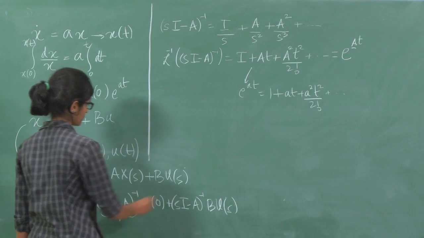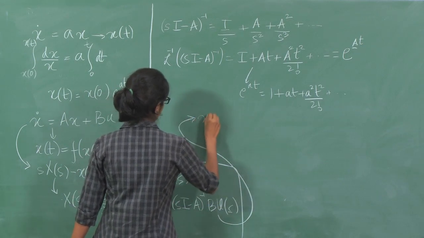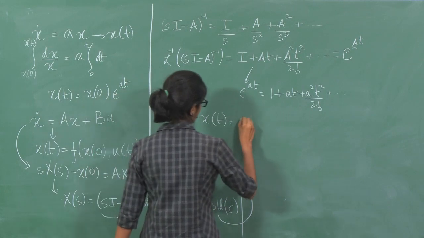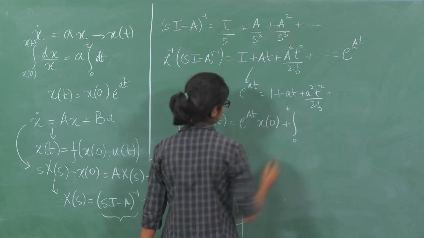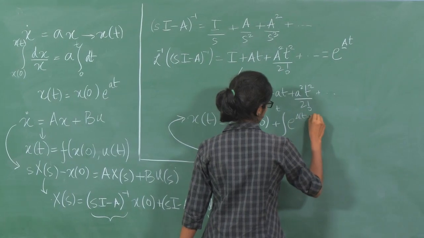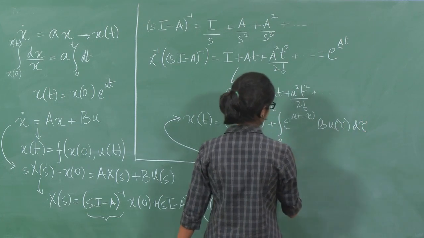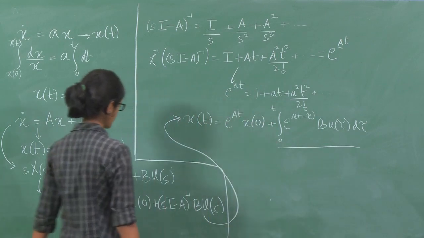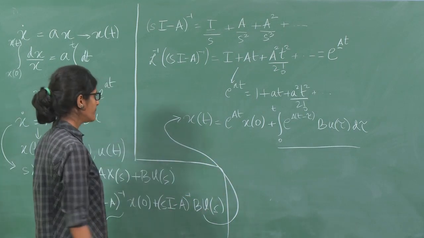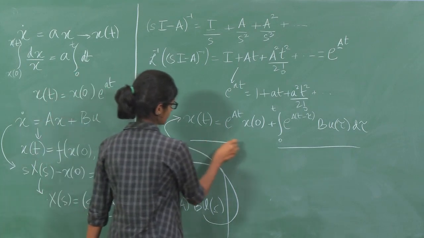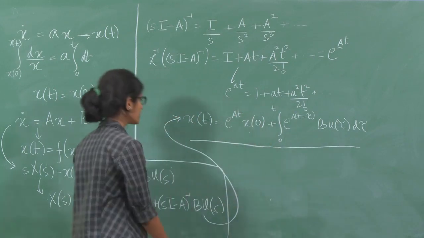So using that, and from here we say that x of t equals e power at x of 0 plus integral 0 to t e power a(t minus tau) b u of tau d tau. Now the second part of this expression we get by using the property that multiplication in the S domain corresponds to convolution in the time domain. So this is the closed form expression for your state x of t as a function of your input, system matrices, and the initial conditions.